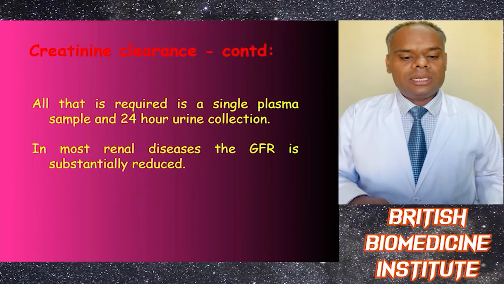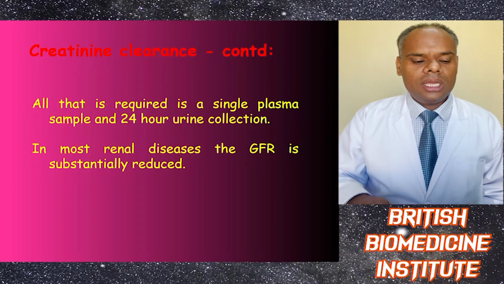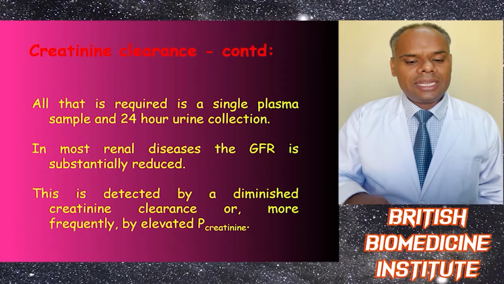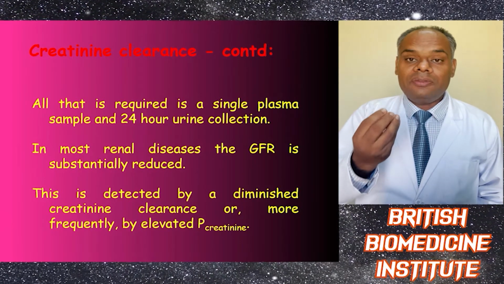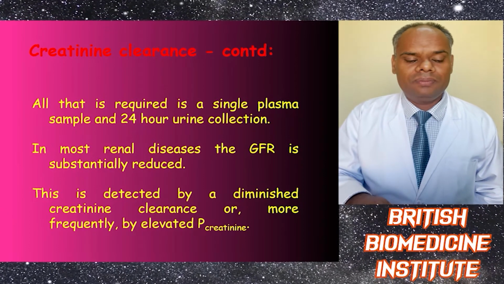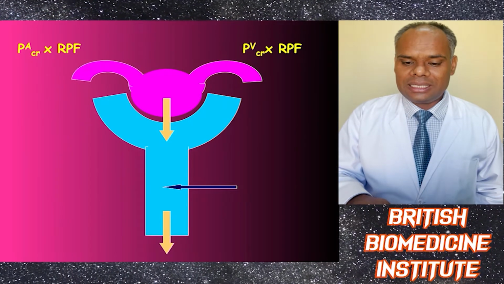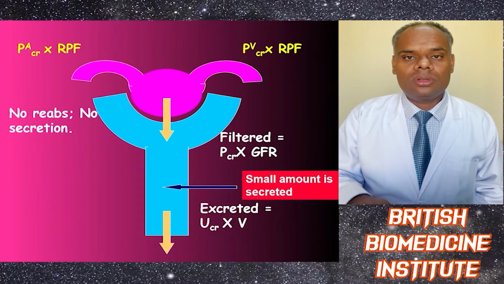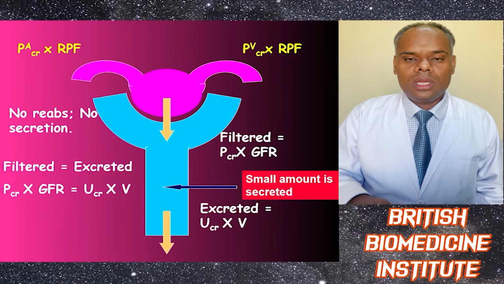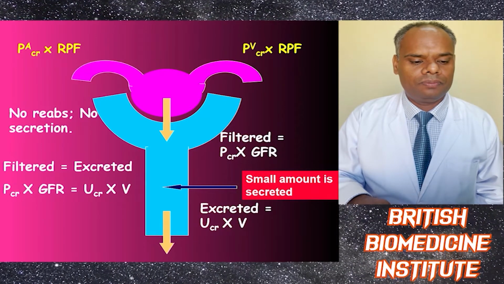In most renal disease, the GFR is substantially reduced. It is detected by a diminished creatinine clearance or, more frequently, with the help of elevated plasma creatinine. So there will be no reabsorption, no secretion, and basically a small amount is being reabsorbed with the help of filtered or excreted reactions or mechanisms.